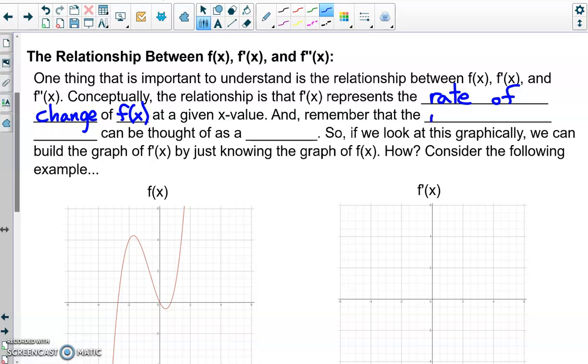And remember that the rate of change can be thought of as that slope. I can't stress this enough. Knowing that f prime gives you slopes of tangent lines is a huge thing to take away from here. So if we look at this graphically, we can build the graph of f prime by just knowing the graph of f of x. So how do we do this?